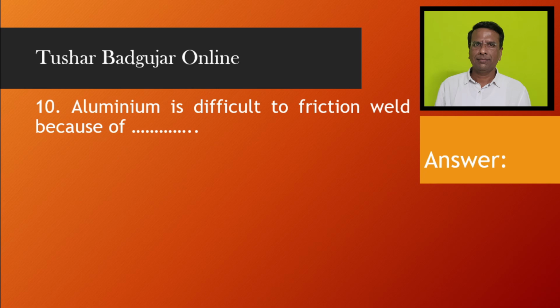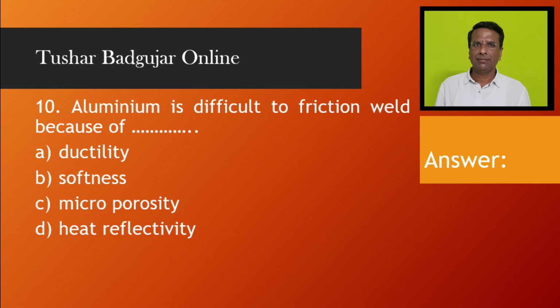Aluminum is difficult to friction weld because of: ductility, softness, microporosity, heat reflectivity. And the answer is C. Microporosity.